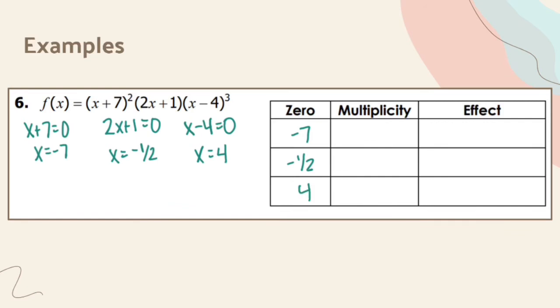The multiplicity of -7 is this exponent, 2. The multiplicity of -1/2, there's no exponent here, so it's understood to be a 1. And then the multiplicity of 4 is going to be 3. So since 2 is even, it will bounce. Since 1 is odd, it will cross. Since 3 is odd, it will cross.